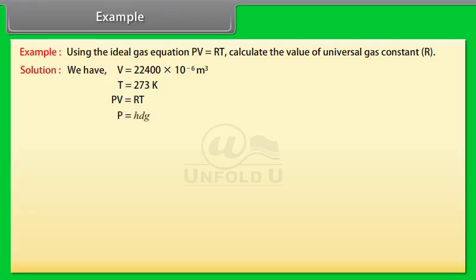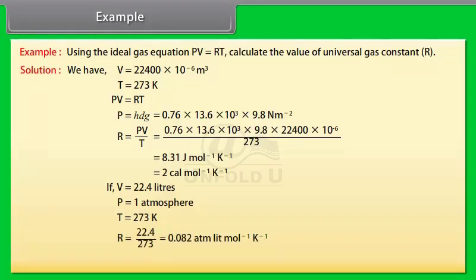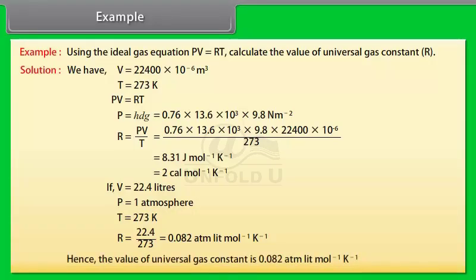P = hρg. Now, we calculate value of R by putting the values. R = PV/T = 2 calorie per mole per Kelvin. If V = 22.4 liters, P = 1 atmosphere, T = 273 Kelvin, R = 0.082 atm liter per mole per Kelvin. Hence, the value of universal gas constant is 0.082 atm liter per mole per Kelvin.